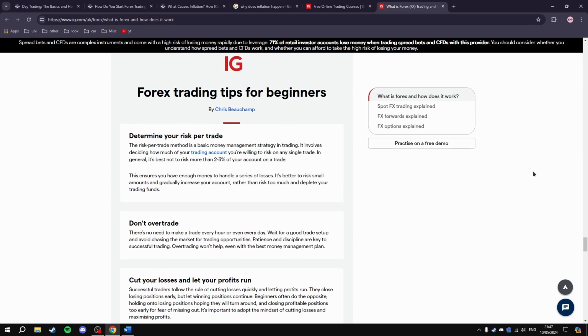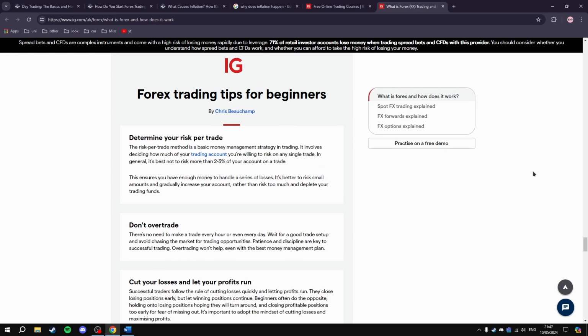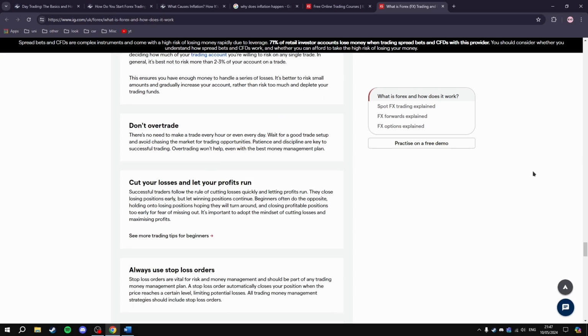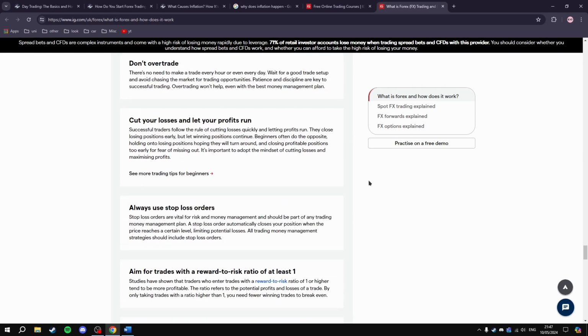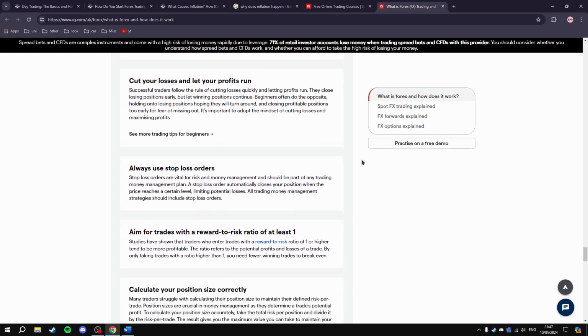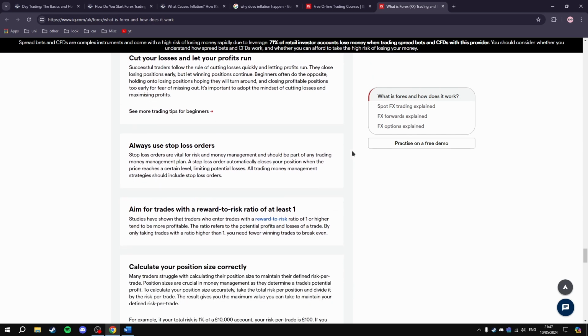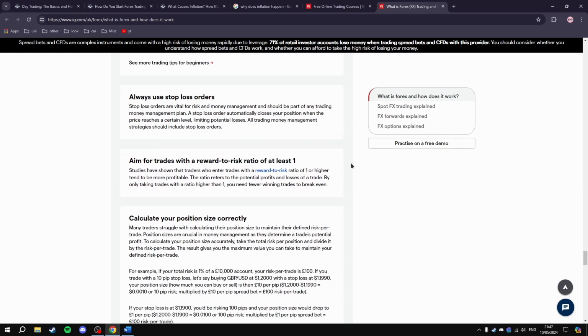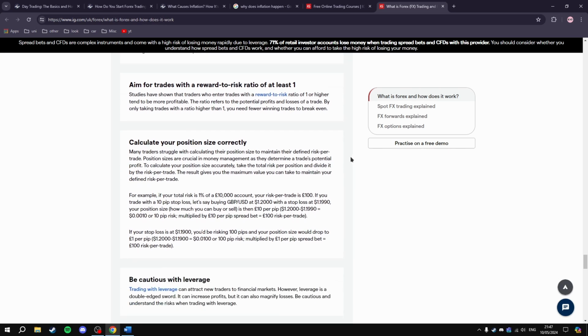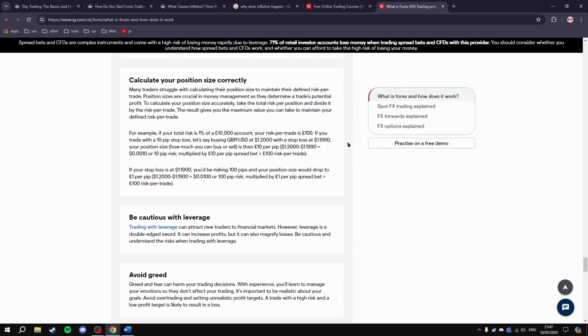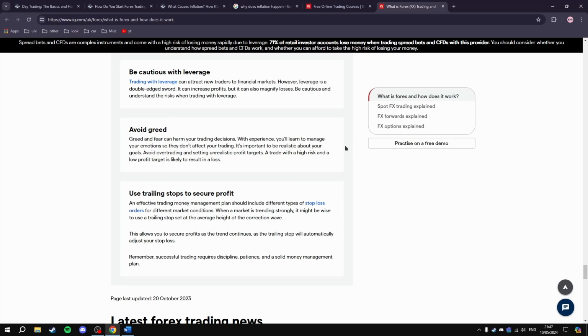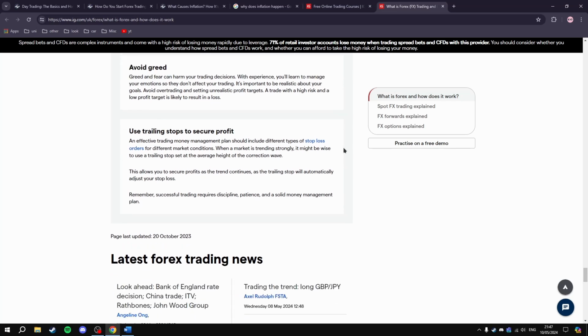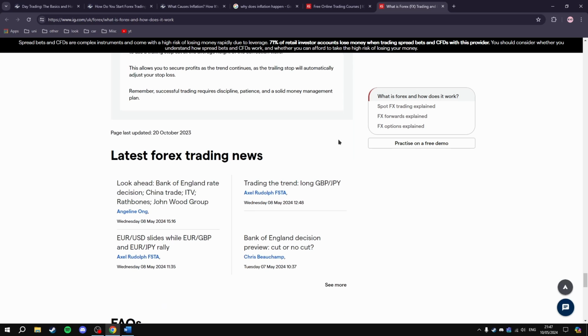And then we went through some of the Forex trading tips for beginners suggested by IG. Determine your risk per trade. Don't overtrade. Cut your losses and let your profits run. Always use stop loss orders, aim for trades with a reward to risk ratio of at least 1, calculate position size correctly, be cautious with leverage, avoid greed and use trailing stops to secure profit. So read through all of this.